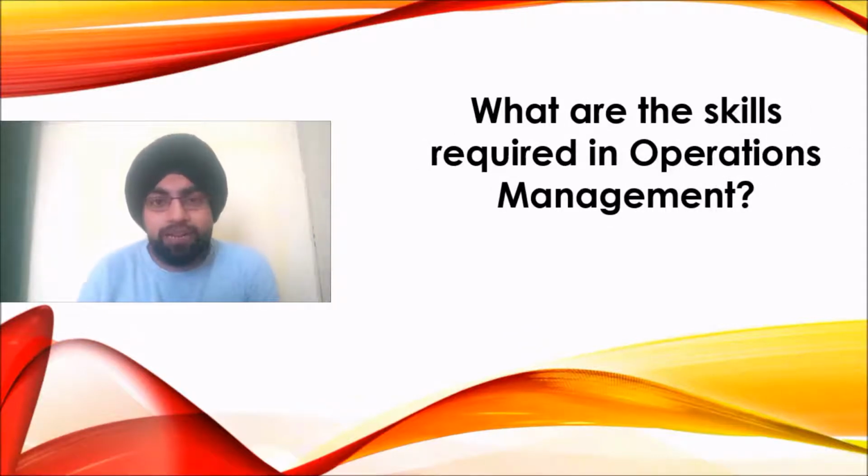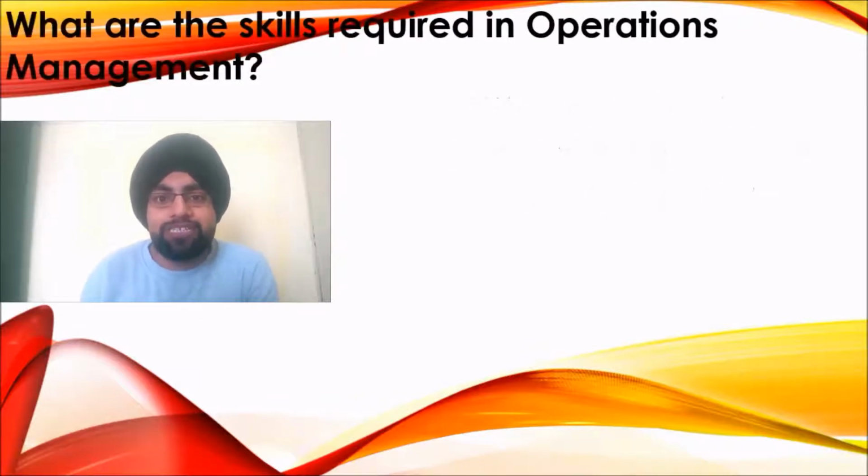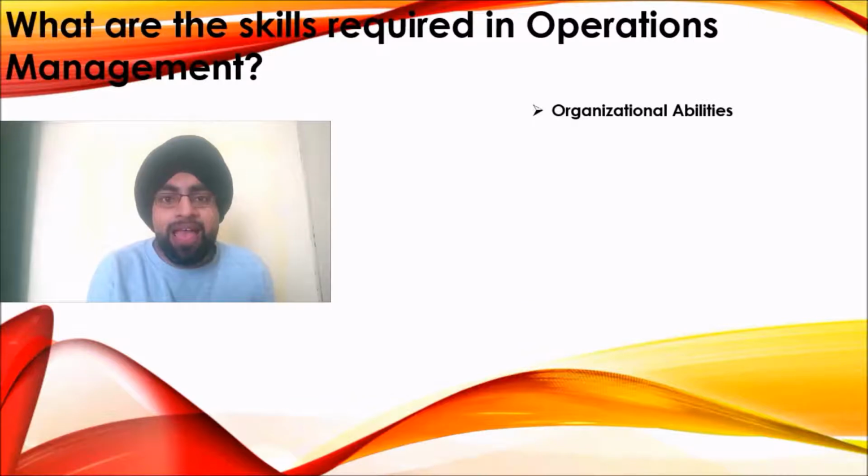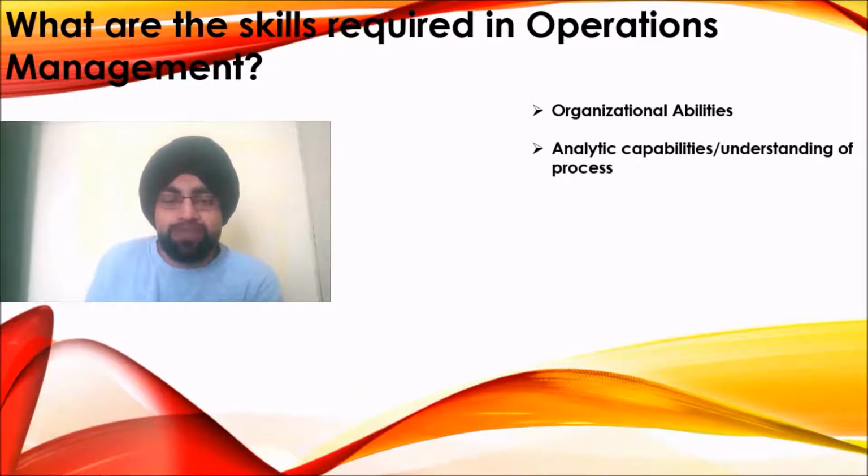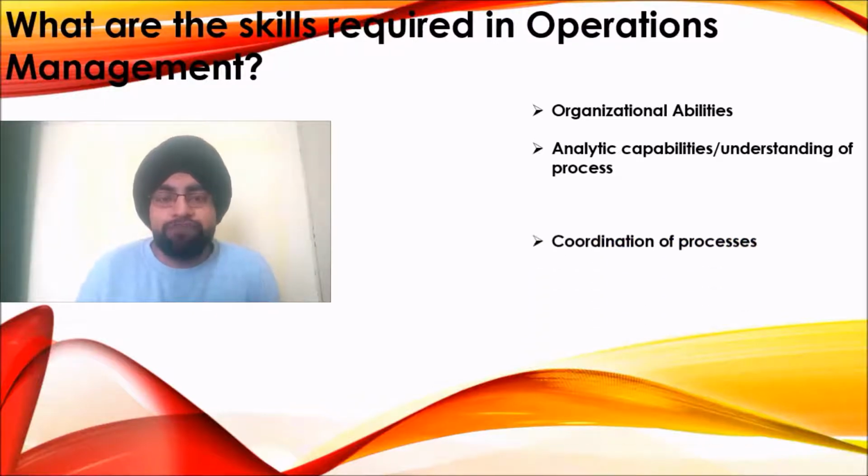Let us now understand in detail what are the skills required for an operational manager. The first skill that is required for any operational manager is that of organizational ability. Having defined operations management as the process of planning, organizing, and supervising the business processes, the organizational ability skill becomes very important for an operational manager. The second skill is that of understanding and analyzing the business processes. An operational manager needs to understand and analyze the business processes because without this, he'll not be able to make proper decisions.